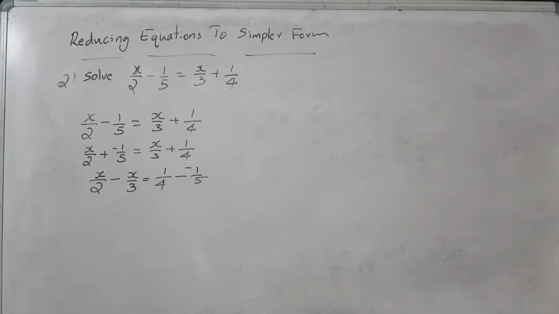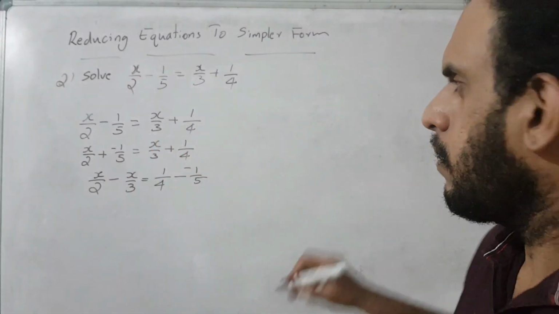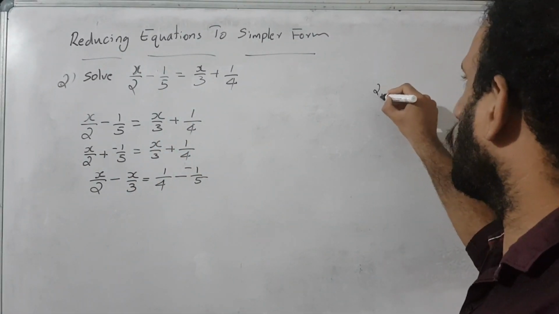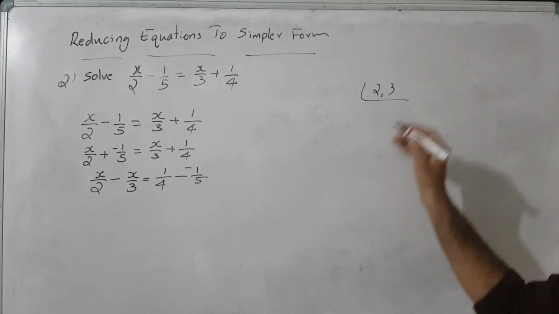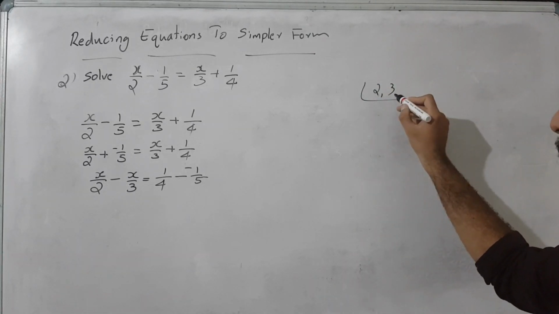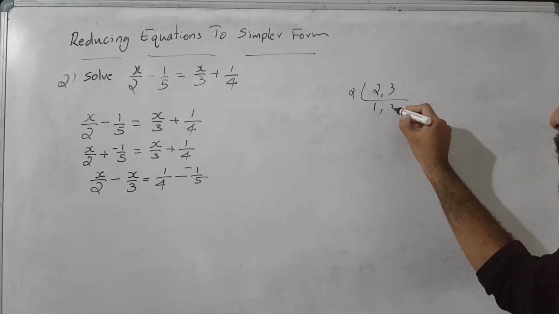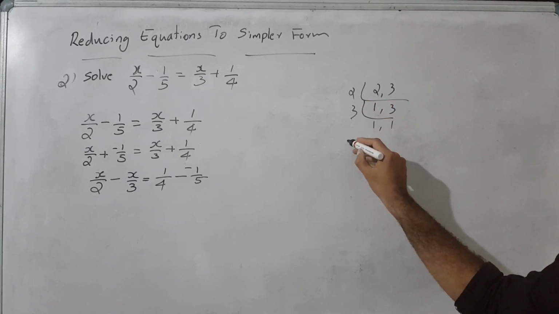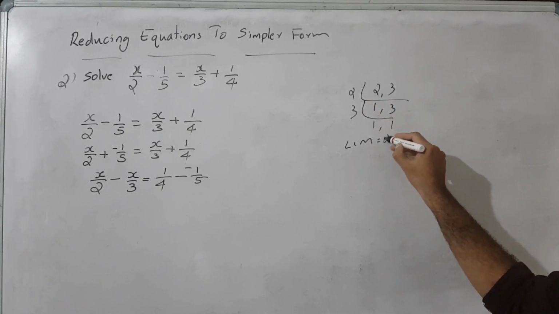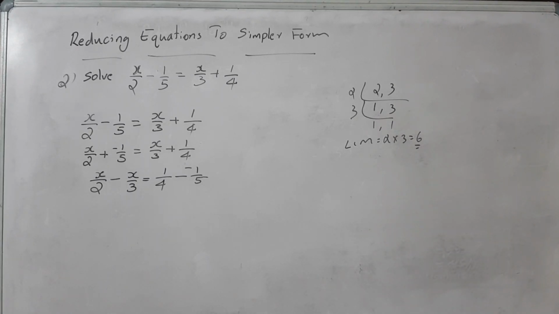So for equalizing the denominators we find the LCM. The LCM of 2 and 3. What is the LCM of 2 and 3? What number goes into 2 or 3? That one is 2. 2 1 3. Then again 3 1 1. So LCM is equal to 2 into 3 is equal to 6. Correct? The LCM of 2 and 3 is 6.